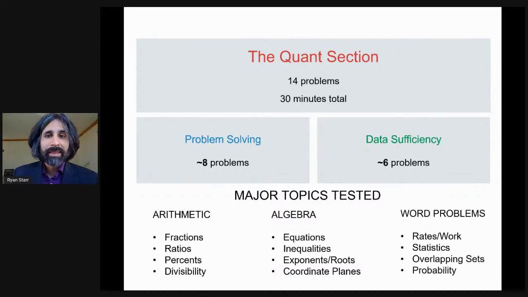Quant section, last thing, you guys. You're going to get about half and half problem solving versus data sufficiency. As many of you guys know, data sufficiency is this question type in which you have to determine whether you are given enough information to solve the problem, but you don't actually have to solve the problem. No calculator on quant, and these question types are randomly interspersed, so you'll get problem solving, then data sufficiency, then back to problem solving, another data sufficiency. You're not going to get like all your problem solvings and then all your data sufficiencies.